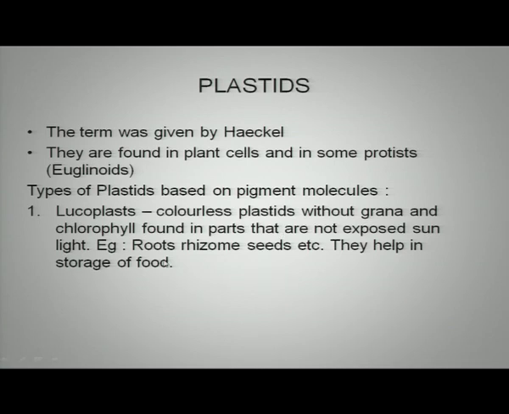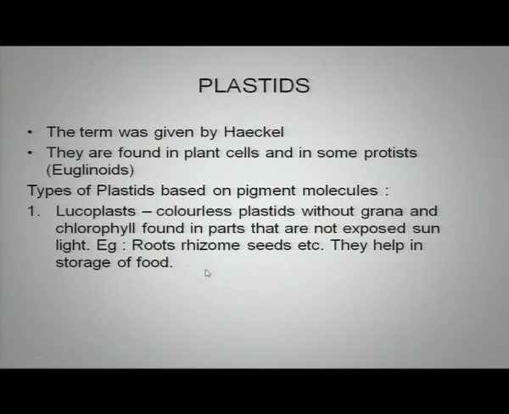They help in the storage of food molecules. Here comes one of the application level questions. If this type of plastids present in the roots or in the rhizome is exposed to sunlight for a longer period of time, what will happen?